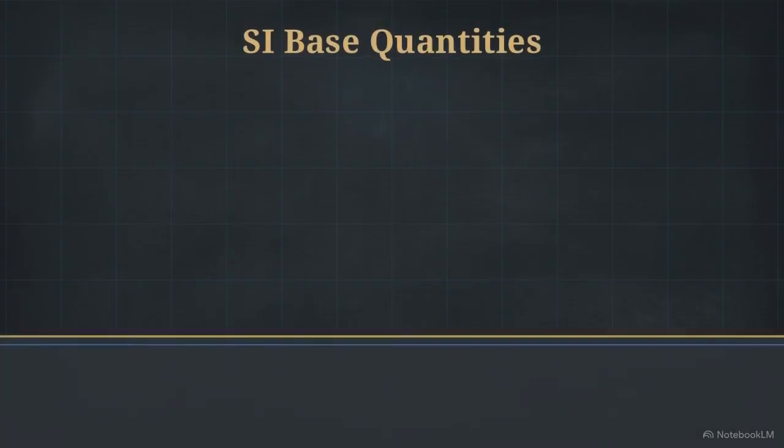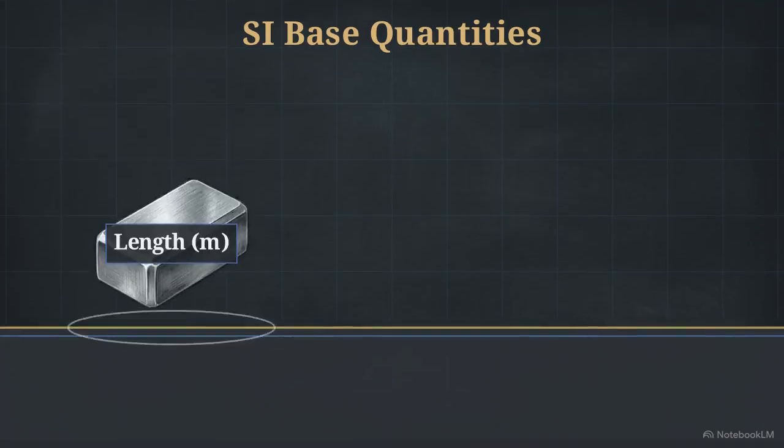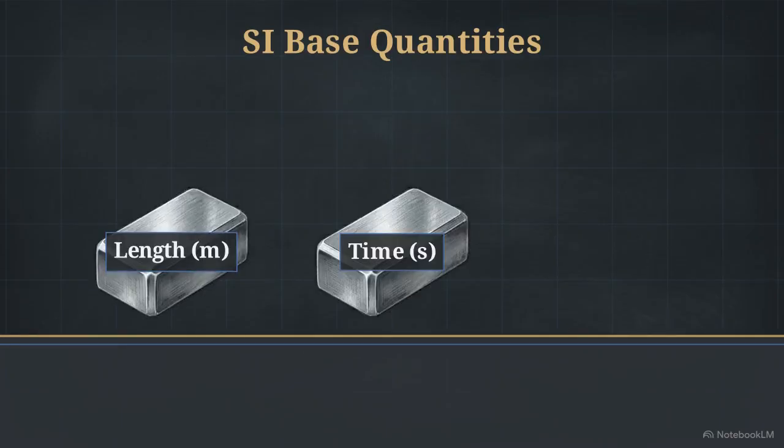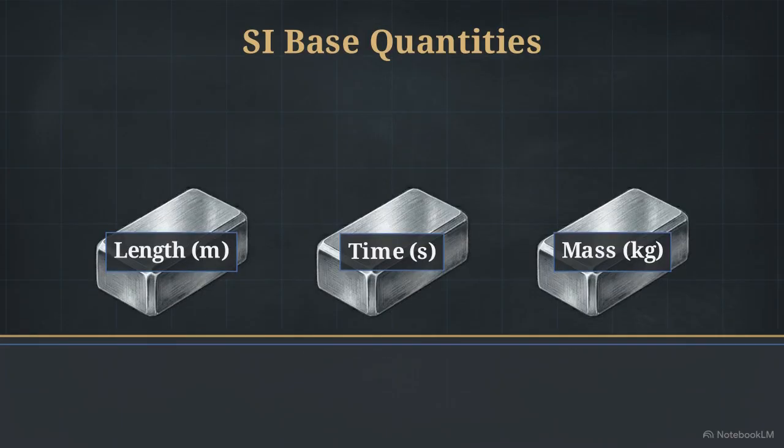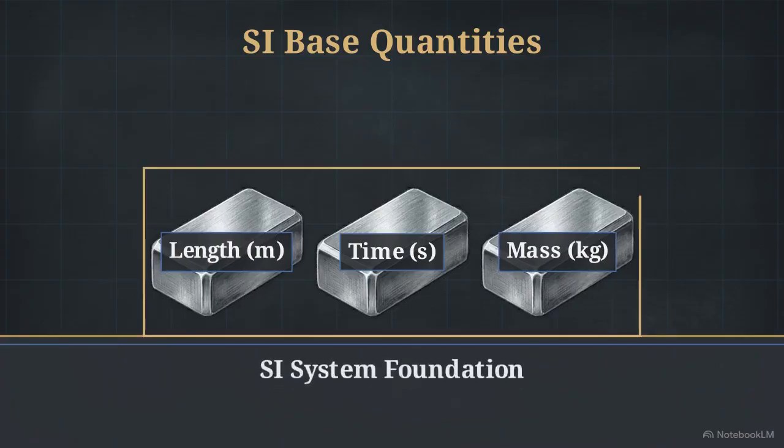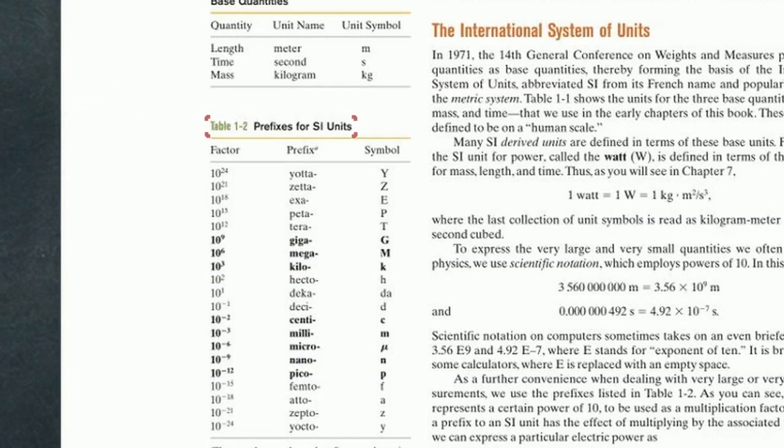To measure anything, we start with three core SI base quantities: length in meters, time in seconds, and mass in kilograms. These are the fundamental building blocks for describing the physical universe. This table shows how we handle the extreme extremes of those quantities.